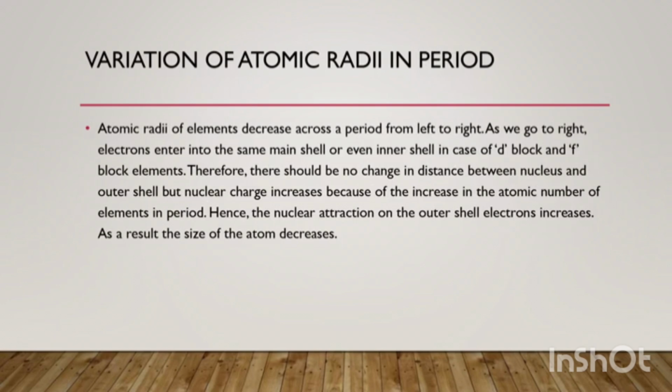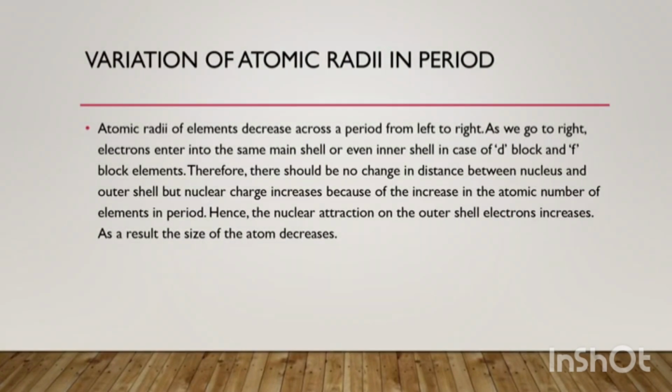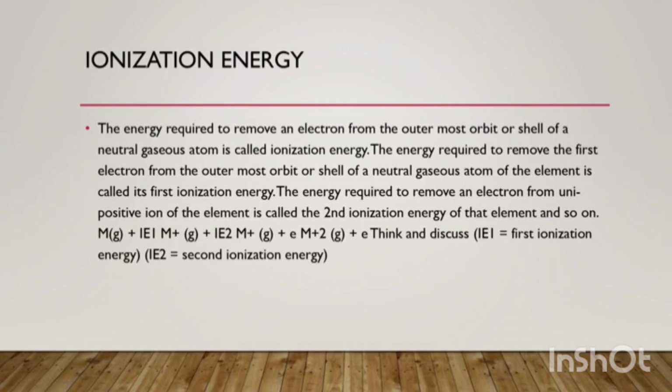Variation of atomic radii in a period. The atomic radii of elements decrease across the period from left to right. As we go to the right, electrons enter the same main shell, or even an inner shell in the case of d block and f block elements.